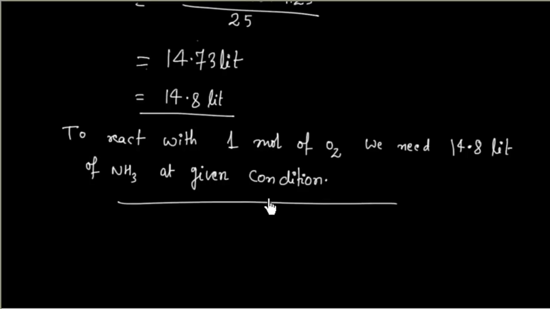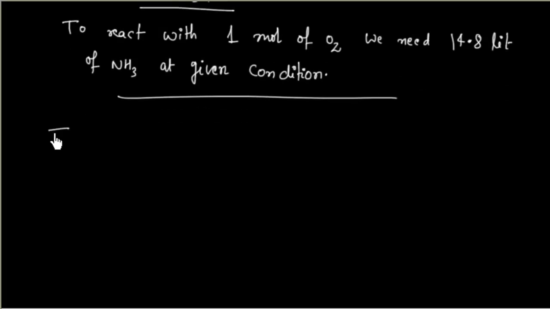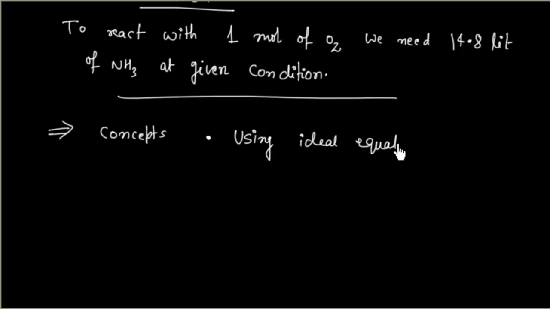So this is about how we can relate the ideal gas equation to the balanced chemical equation. This problem covers two concepts. The first concept is using the ideal gas equation, and the second concept is how to use the balanced chemical equation to find moles of another reactant, that is, the concept of molar ratios.